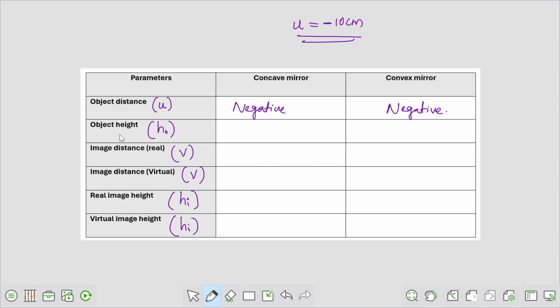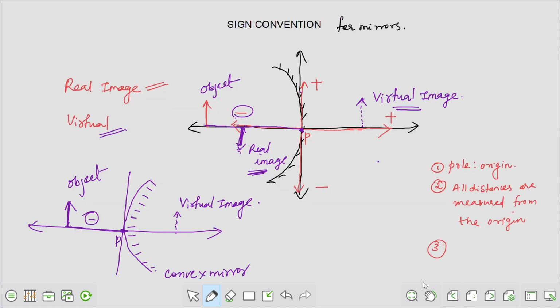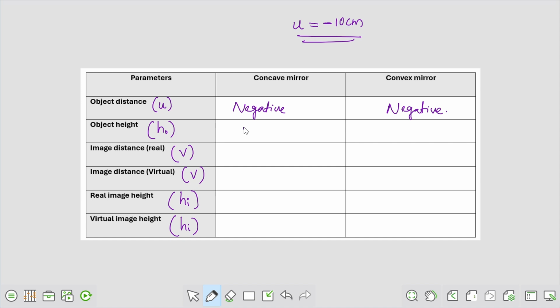Now what about object height? So let's see what is object height here. This is your object, and object is placed on the principal axis and which is above the axis. So above the axis, what is the sign? Above the axis is plus. What about convex? Above the axis is plus. So it is positive. This is also positive. This is also positive.